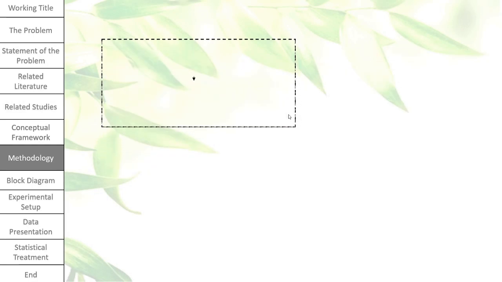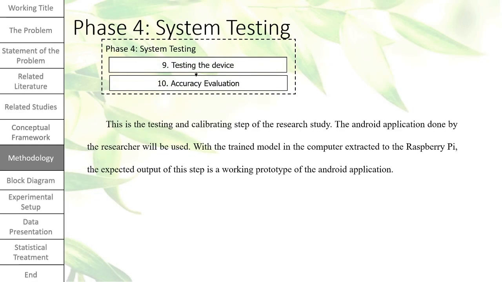Phase 4 would now be the system testing. Under system testing, we have step 9, which is testing the device, and step 10 as the accuracy evaluation. For step 9, this is the testing and calibrating step of the research study. The Android application done by the researcher will be used. With the trained model in the computer extracted to the Raspberry Pi, the expected output of this step is a working prototype of the Android application.